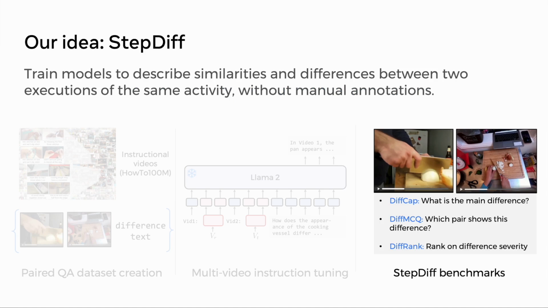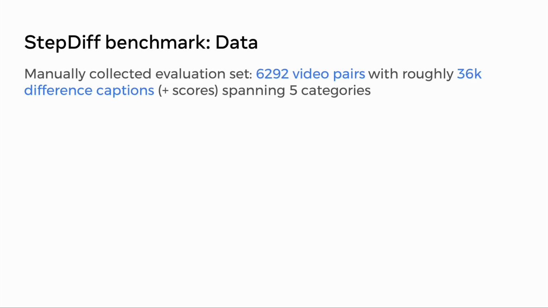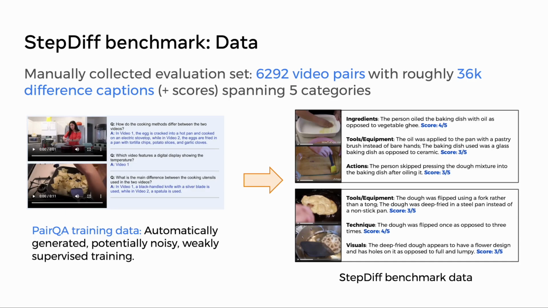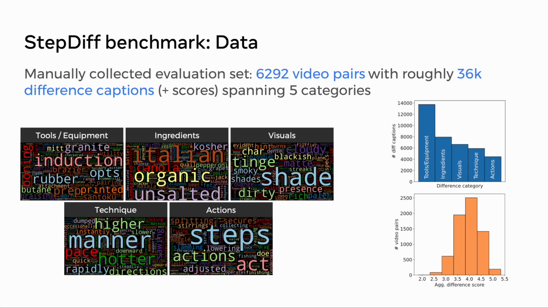Finally, we evaluate our model on our StepDiff benchmark. Compared to the training data, which is automatically generated and potentially noisy, we manually collect clean data for a high-quality test set. The data contains pairs of videos with fine-grained difference captions across 5 categories: ingredients, tools, techniques, actions, and visuals. It also comes with a score for how severe the difference is, where 1 means very different and 5 means very similar or nearly identical. In total, we collect roughly 36,000 difference captions of this kind, and we use this to evaluate our models.